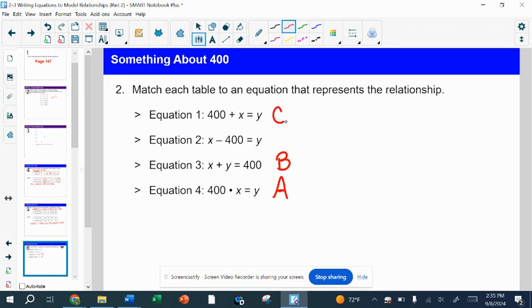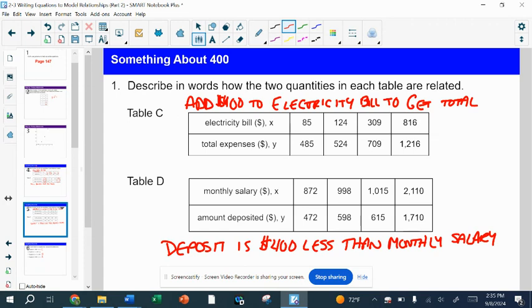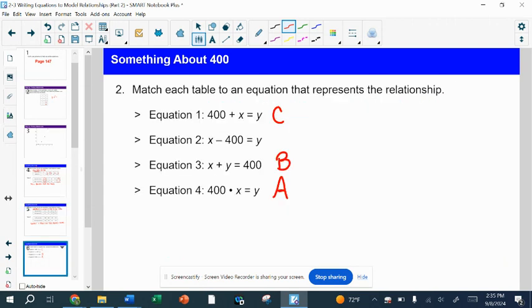Well, I only have one left, so it makes sense that I know which one it's going to be, but let's just make sure that this makes sense here. To go from the monthly salary to the amount that's deposited, I'm depositing $400 less. That means I'm subtracting, so it should be X minus 400 to get me my total amount that's deposited. So that should be D. And that matching stuff was all on page 148.